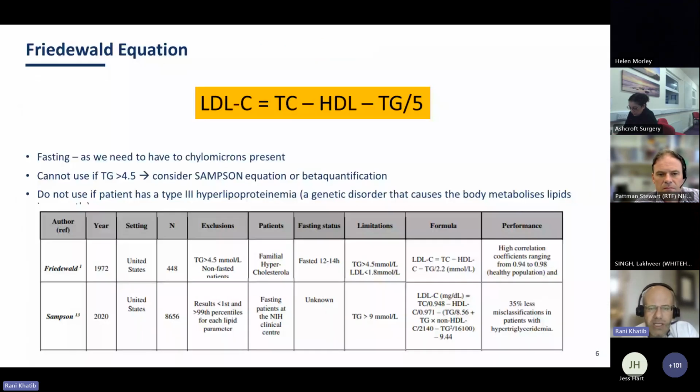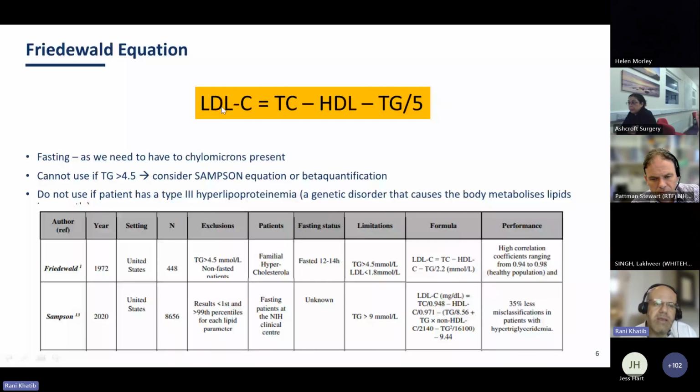The equation that is widely used at the moment in many of the labs across the country is the Friedewald equation. And the equation goes like this: LDL cholesterol equals total cholesterol minus HDL cholesterol minus triglycerides divided by 5. And when this equation was validated, it was validated in a fasting population. For that reason, when we want an accurate reading of LDL cholesterol, we recommend that it is done on a fasting sample so that the equation can give you a bit more reliable LDL cholesterol calculation.